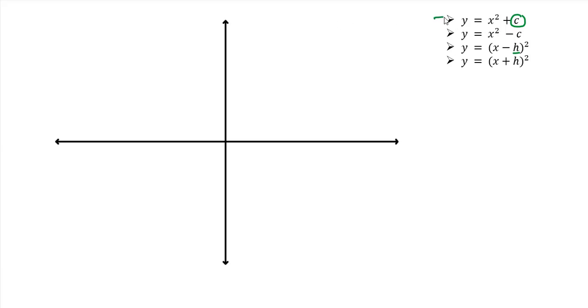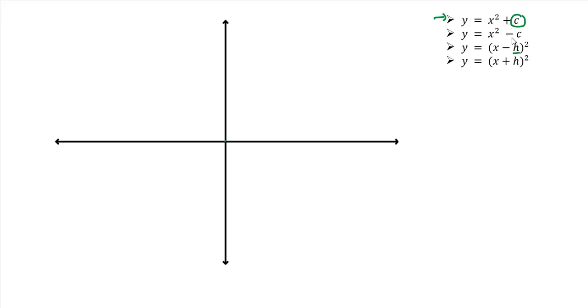So let us take the first equation, which is y equals x square plus c. Now we have seen how the graph of y equal to x square will look. It will be a graph passing through the origin and opening upwards, symmetric about the y-axis. Now because of this plus c, your vertex, instead of lying at the origin, will move c units upward along the y-axis, since it is plus c.